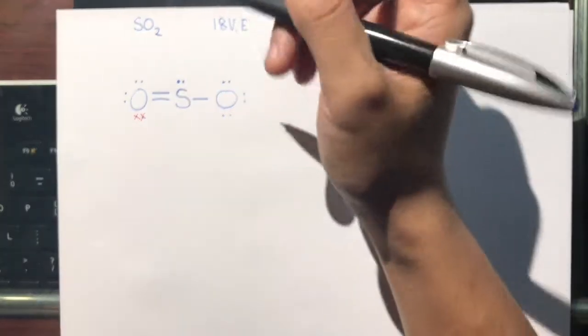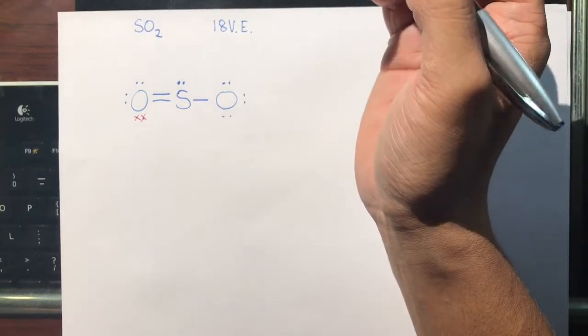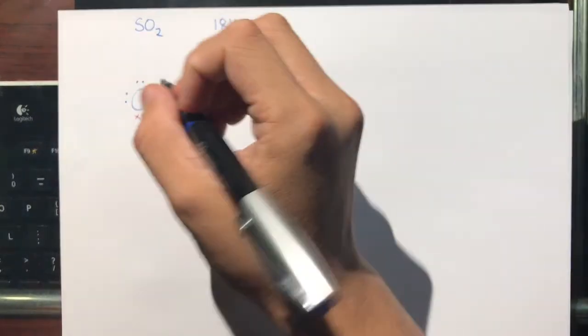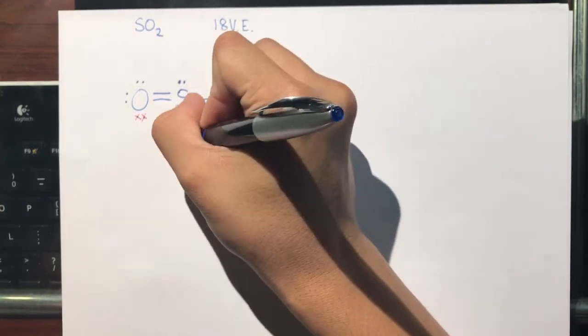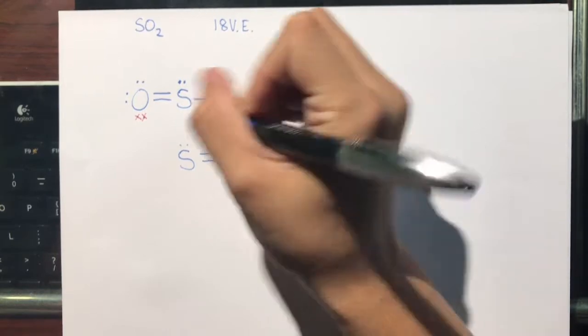Now, as a good chemist, as a good scientist, you should be able to see, well, couldn't I have just taken these 2 electrons from this oxygen, and therefore, wouldn't this structure be correct as well?